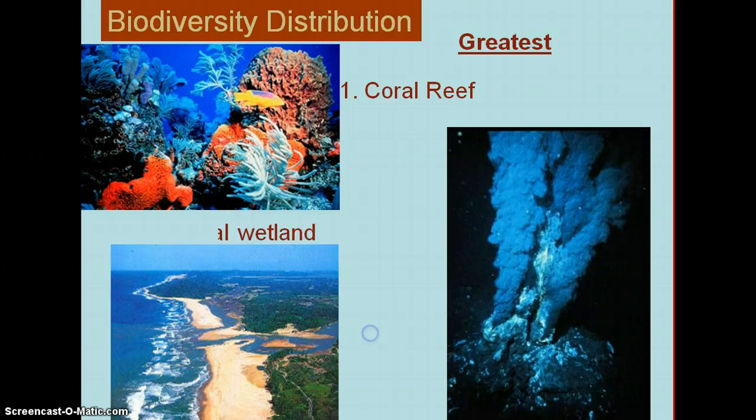An estuary, good. It's a coastal wetland or estuary. You see the coast there? That's what they call coastal wetlands. And what's the last picture? Underwater volcano. Which is where? What part of the ocean? Deep ocean. What's the deep ocean called?